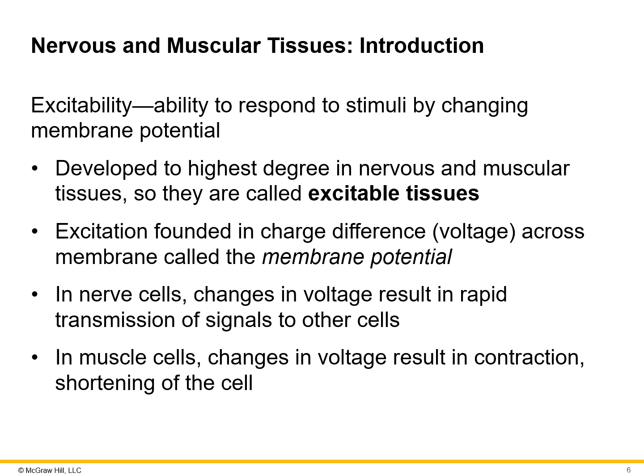This characteristic of excitability is highly developed in nervous and muscular tissue. So excitation is founded in charge differences across the membrane. So changes in the voltage will cause a signal to be carried from one cell to another. So in nerve cells, that change in voltage results in a rapid transmission of signals from one cell to another cell.